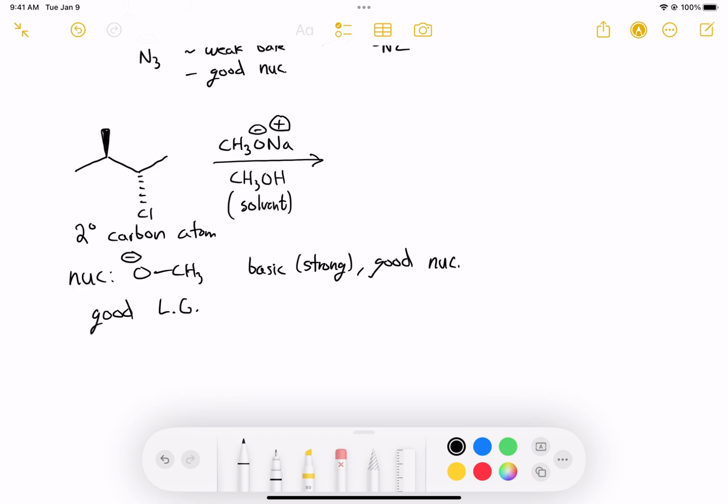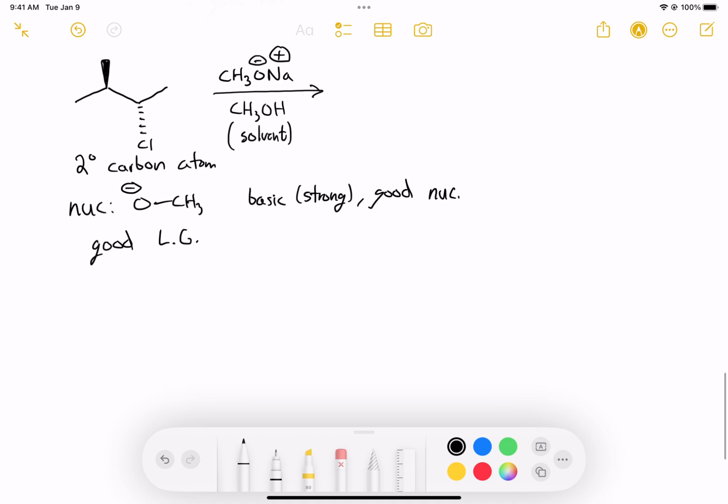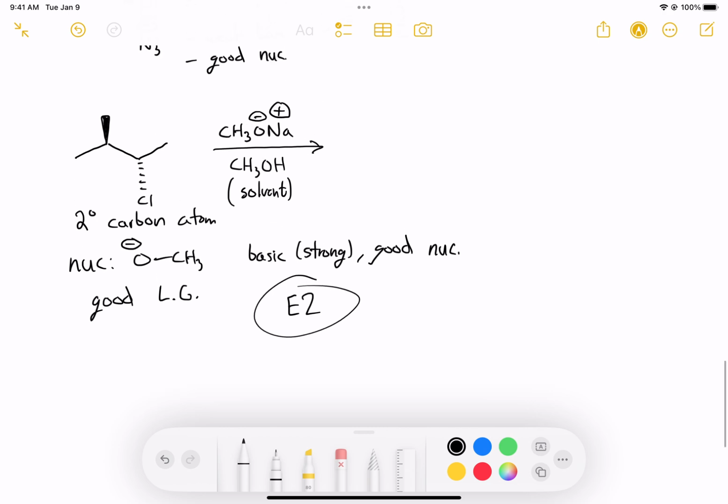And then remember, if we have a secondary position, that will always favor E2 most predominantly. Okay? So in this case, it's a strong base, secondary carbon atom, good leaving group. So it's going to favor E2 conditions, and that's because it's a strong base. Now, you can get some substitution, but I doubt that would be the major product. So it's going to actually be E2.